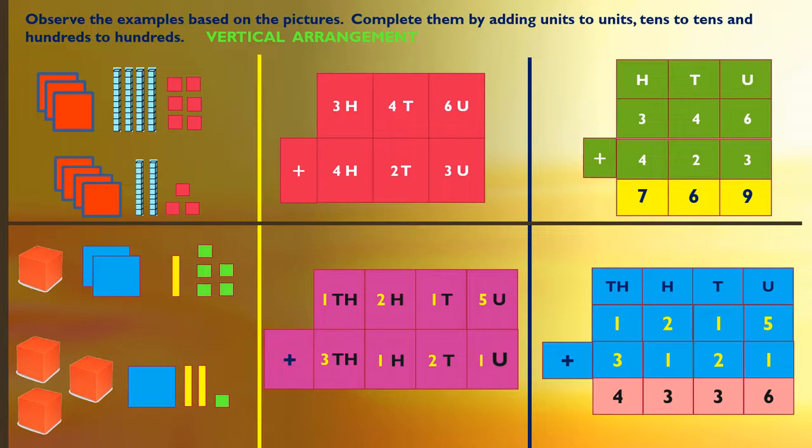So 5 units plus 1 unit gives us 6 units. 1 ten plus 2 tens gives us 3 tens. 2 hundreds plus 100 gives us 3 hundreds. And 1,000 plus 3 thousands give us 4 thousands. So 1,215 plus 3,121 gives us 4,336.